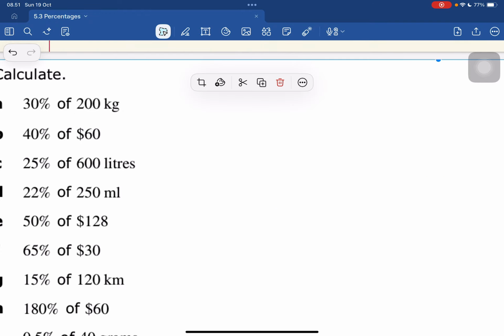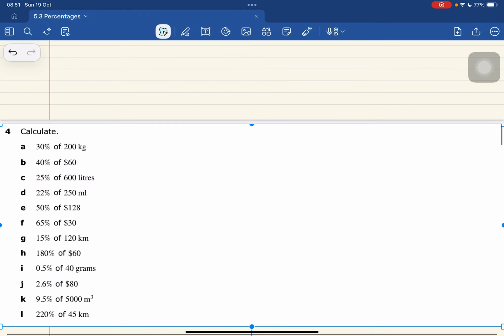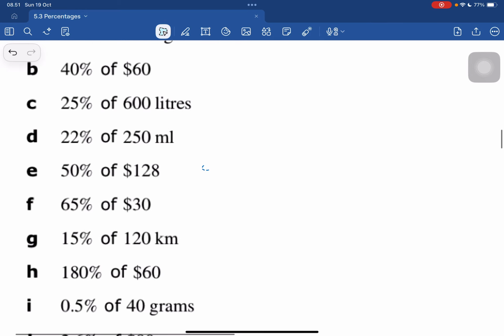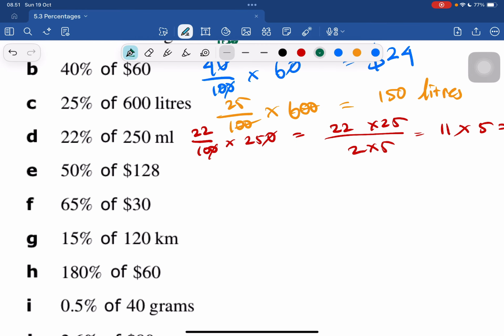Next we got 50. Okay, 50%. 50 over 100 times 128. 50 over 100 means 1 over 2 times 128. So 128 we can divide it by 2, which gives us the answer of $64.